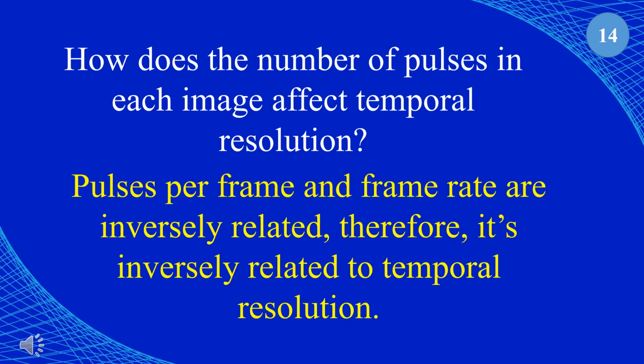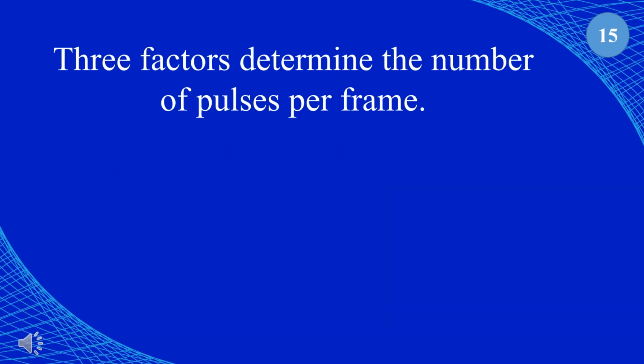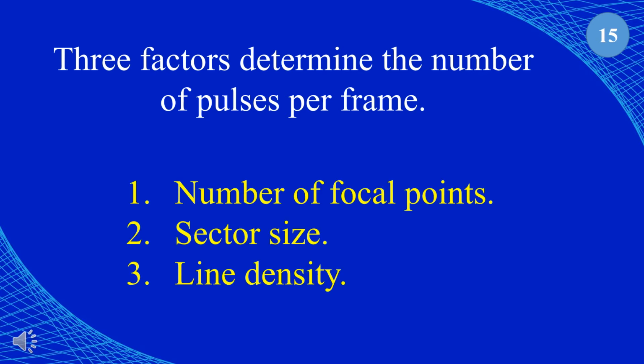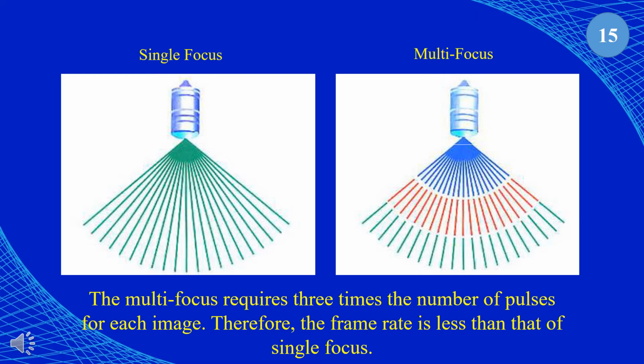How does the number of pulses in each image affect temporal resolution? Pulses per frame and frame rate are inversely related, therefore, it's inversely related to temporal resolution. Three factors determine the number of pulses per frame. Three factors that determine the number of pulses per frame are: 1. Number of focal points. 2. Sector size. 3. Line density. The multifocus requires 3 times the number of pulses for each image. Therefore, the frame rate is less than that of a single focus.